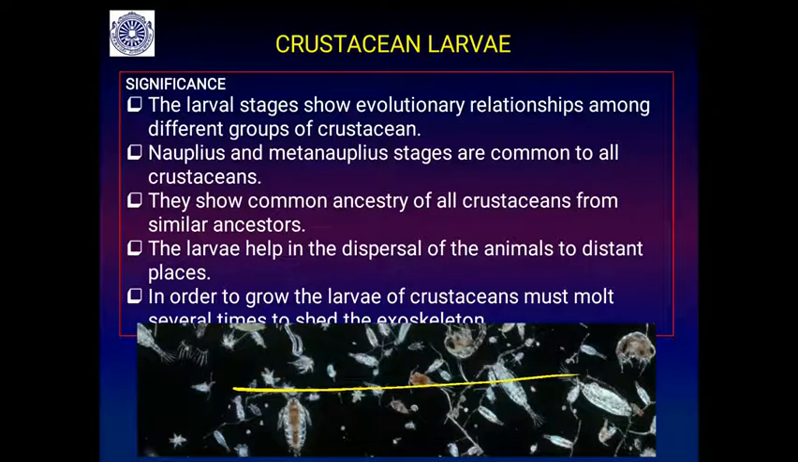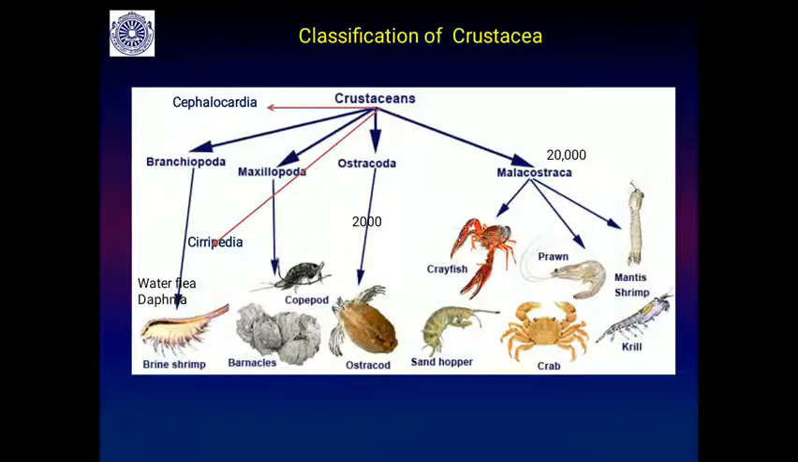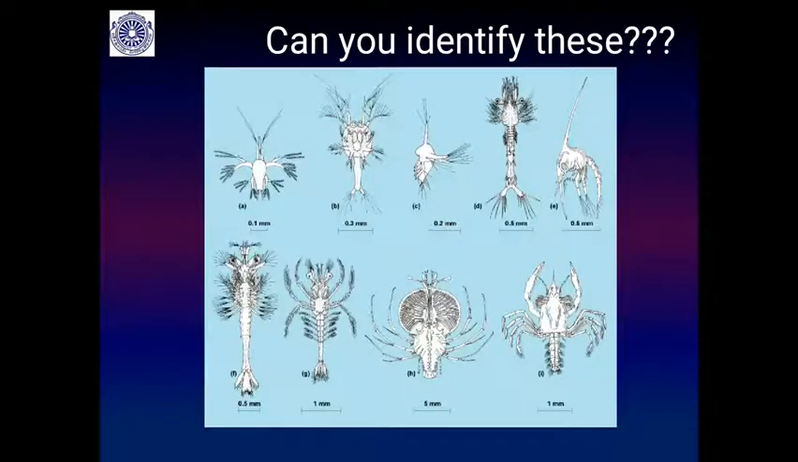In order to grow, the crustacean larvae must molt several times to shed the exoskeleton. So this is the importance of crustacean larvae. The phylogenetic classification in crustacea is based on these larval forms. Can you identify these larval forms? It's a task for you. Thank you.